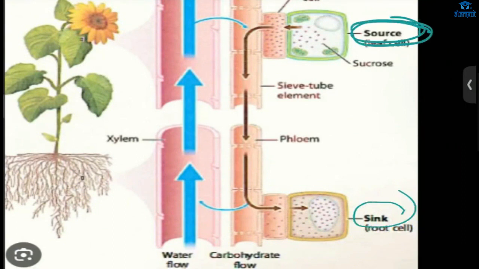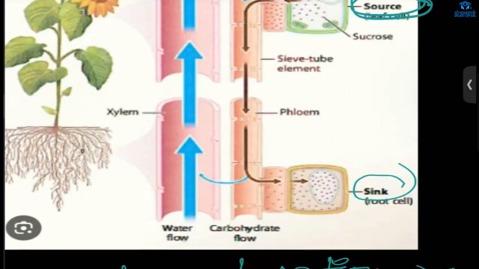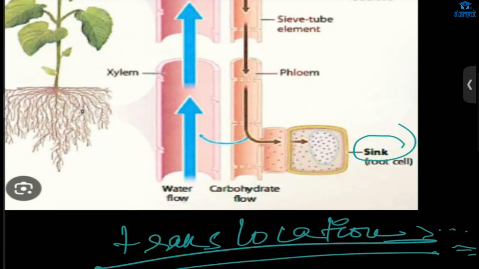Source is the part where the food is made. All the green parts of the plant will be known as source. And the sink is where the food is transported to, where it is going. Sink could be stem, root, bud, anything. The non-green parts would be sink. Source and sink, everyone got it?